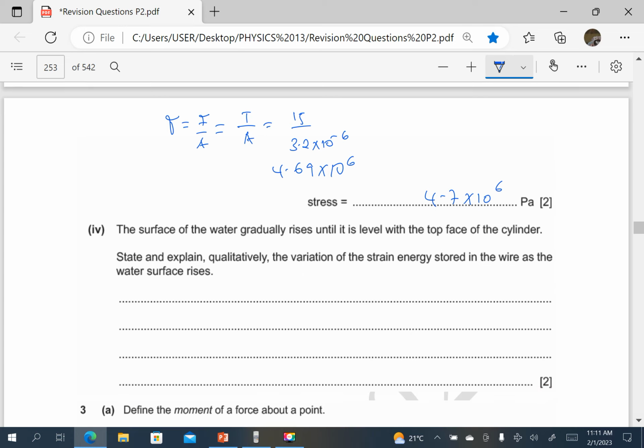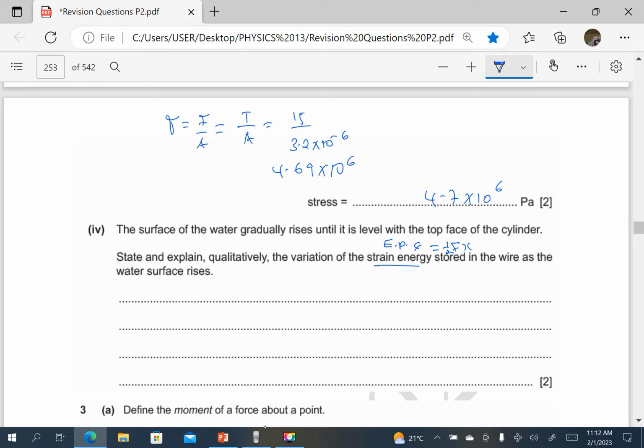The surface of the water gradually rises until it is level with the top face of the cylinder. State and explain qualitatively the variation of the strain energy stored in the wire as the water surface rises. Strain energy is the elastic potential energy in the wire, which is the same as a half Fx or a half Kx squared. And F will therefore be the tension in the wire. So what happens to the elastic potential energy?